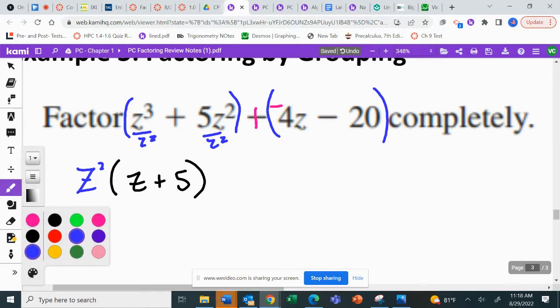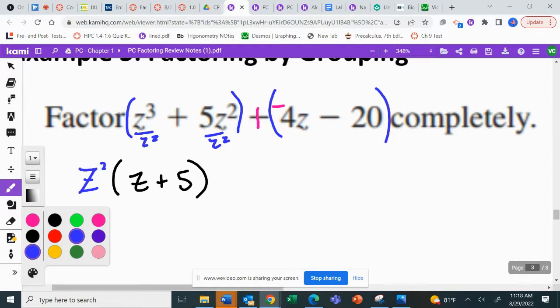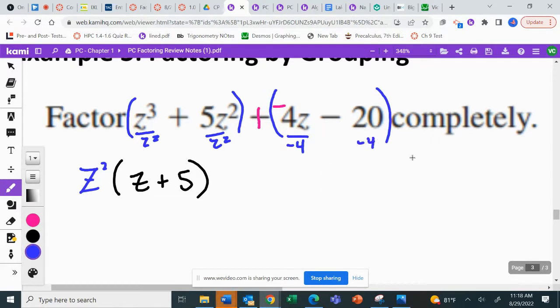We're going to go over to the other group, and we're going to ignore the first group. We're going to look at the second group only. Is there a greatest common factor? Yeah. Since they're both negative, that is common. I'm going to take out negative 4 out of both of these. And instead of writing plus negative 4, I'm just going to write minus 4. It's the same thing. And then what's left over will be z plus 5. So I've factored the individual groups. When we come back to this, we go back to factoring this equation.